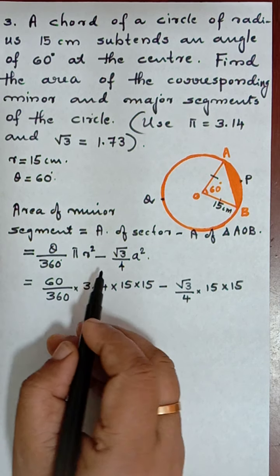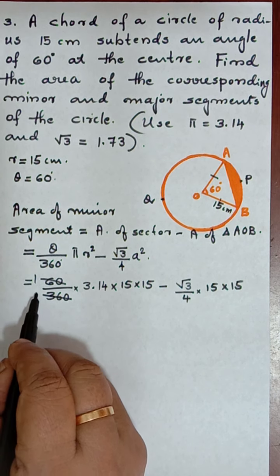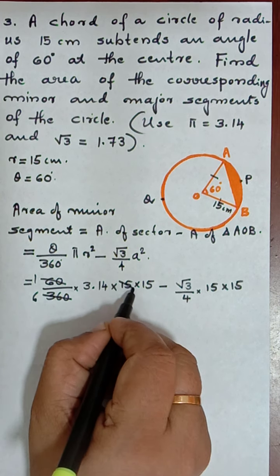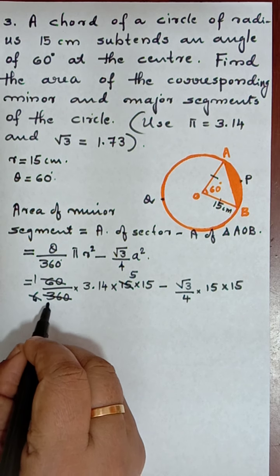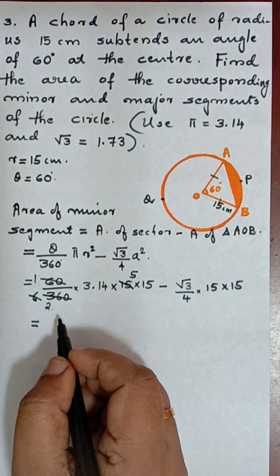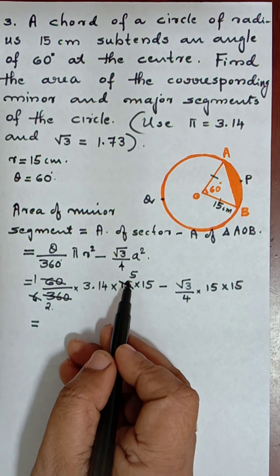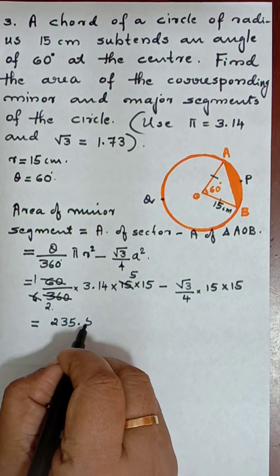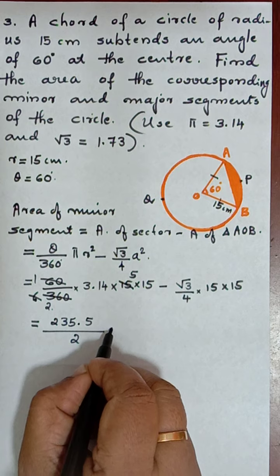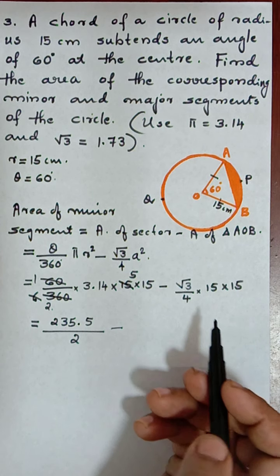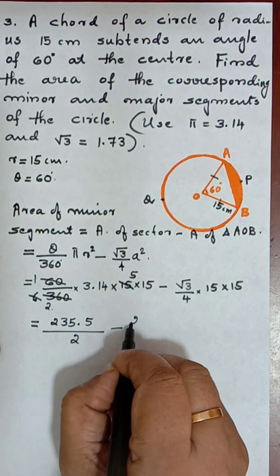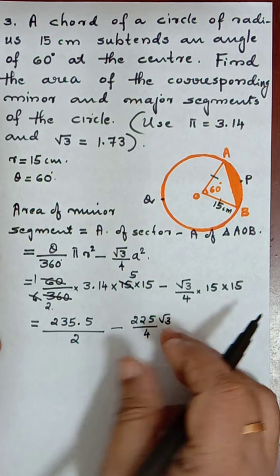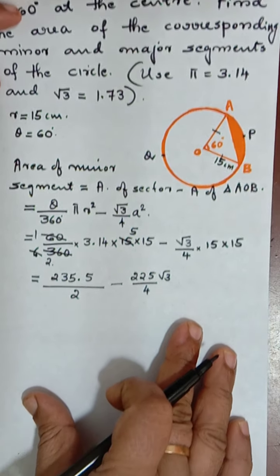We are cancelling and getting 60 by 360 as 1 by 6. Now 6 and 15 can be cancelled. 15 means 3 5s 15, 3 2s. Okay. So here we have 3.14 into 5 into 15. So that's equal to 235.5 divided by 2 in the denominator. Minus, here 15 into 15 is 225 root 3 by 4. Root 3 value they have given, that means we have to substitute and get it.